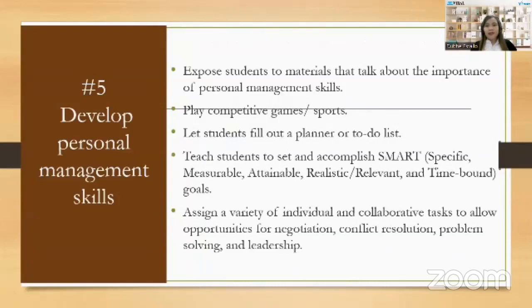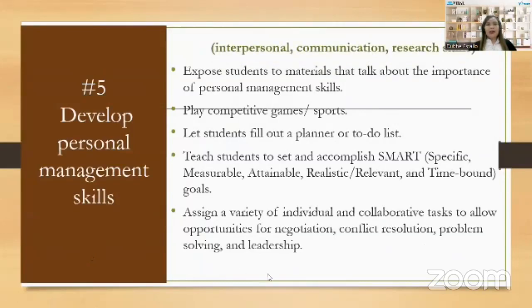And finally, if we can, and especially if things get back to normal quite pretty soon, hopefully, then we could already give our students more opportunities to be assigned to a variety of individual and collaborative tasks that will allow them opportunities for negotiation, conflict resolution, problem solving, and leadership skills that will really benefit them a lot in the long run.